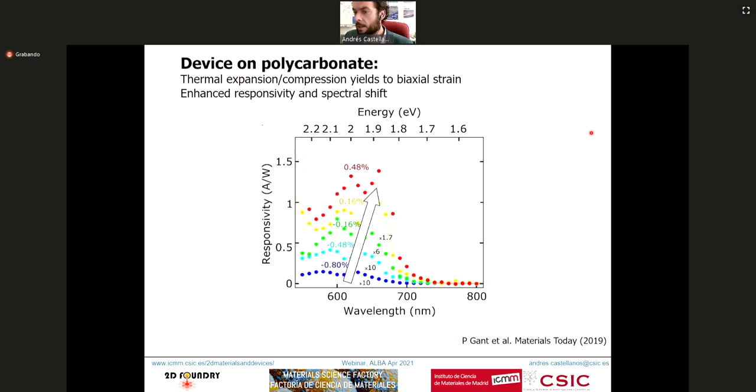We also see an increase of the photoresponsivity upon strain. So if we start with compressive strain, our devices have a small photoresponsivity, and they become more and more sensitive as we apply more and more tensile strain.